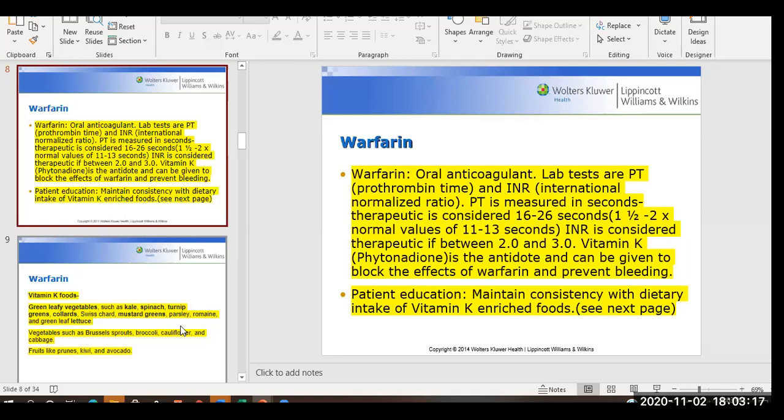If for some reason they double their medication, whatever their INR, they come in and you check their INR and it's a 5. Well, you're going to give them vitamin K because that's the antidote. Okay. Prevent them from bleeding to death.